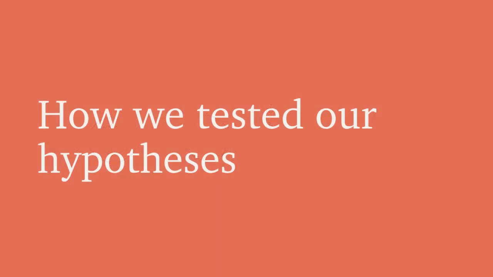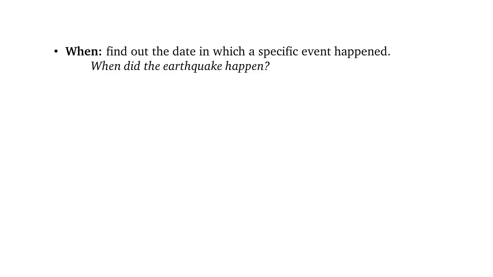In order to test our theory, we first interviewed people who deal with timelines every day, a history professor and a researcher working with temporal events in personal health informatics. This helped us understand what people want to learn from timelines in different fields. So we decided to consider these four tasks. When, in which we want to figure out the date in which a specific event happened. One example of this would be, when did the earthquake happen?